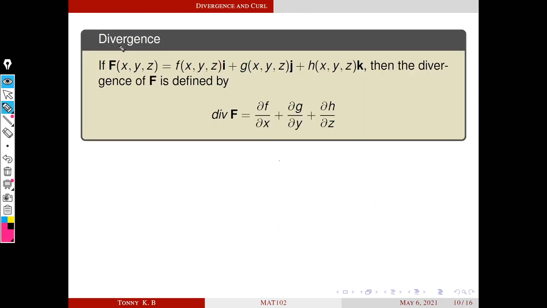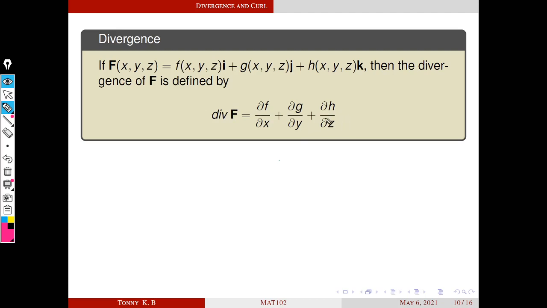This is the definition of divergence. If f is a vector valued function like this, f(x, y, z) = f i + g j + h k, then the divergence of f is defined by ∂f/∂x + ∂g/∂y + ∂h/∂z, and it is denoted by div f. So corresponding to a vector valued function, we can define this, which is actually a real valued function.